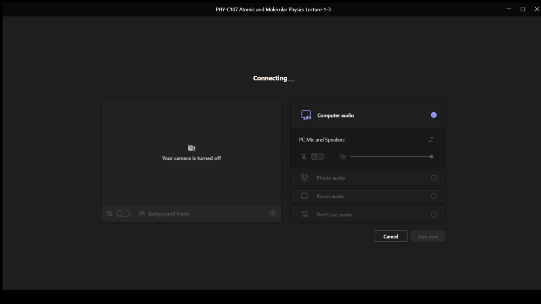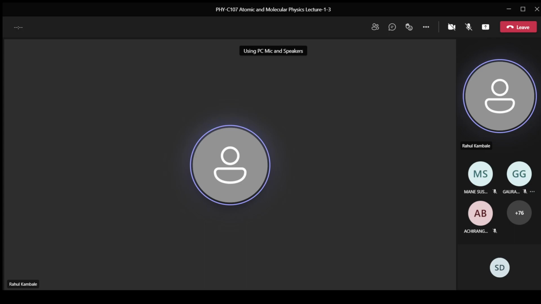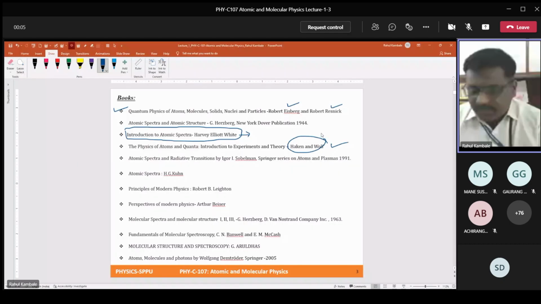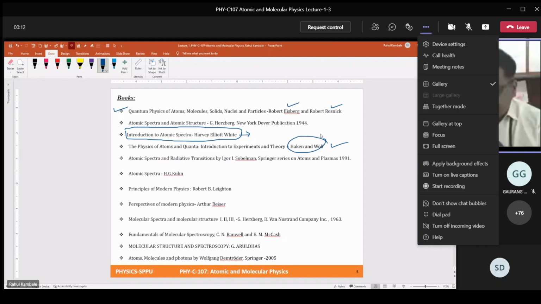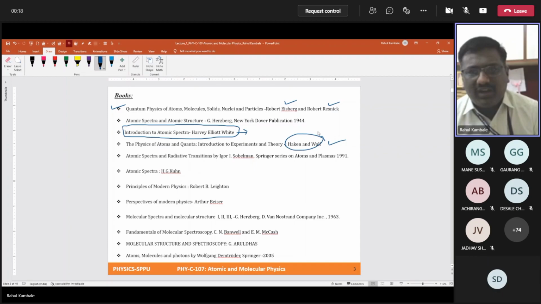It is a kind of book, but very well written. Even so, you will find that different chapters are dedicated to small concepts. Electron spin, there is one separate chapter for that. Then the magnetic effects, Paschen-Back effect, Zeeman effect. Whatever effects there will be, I am going to use this book for that kind of thing. Then this is Sobelman.